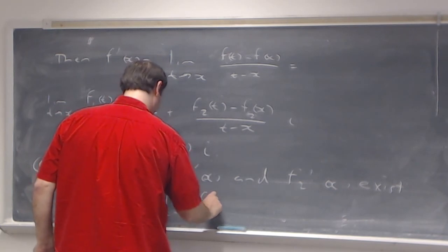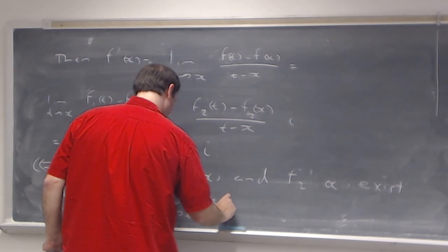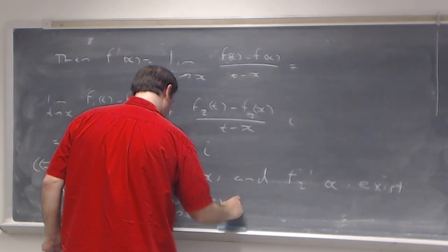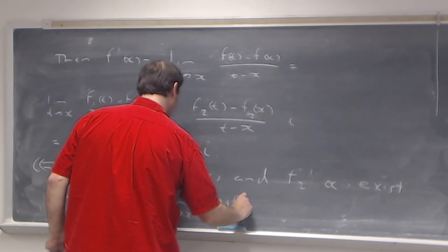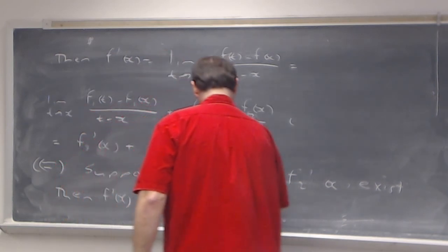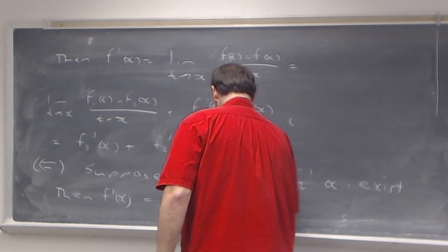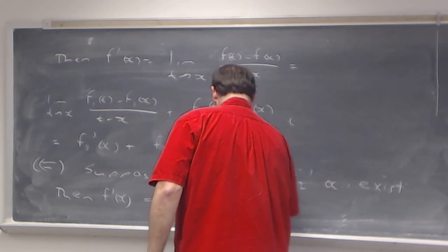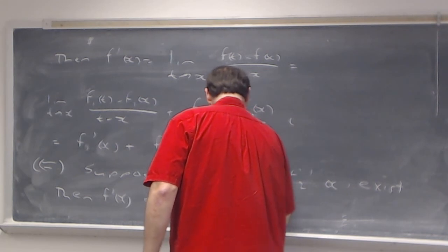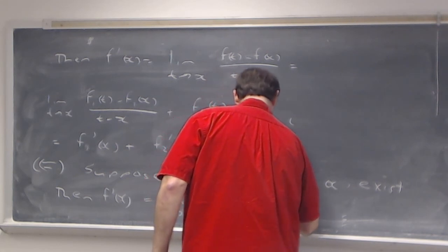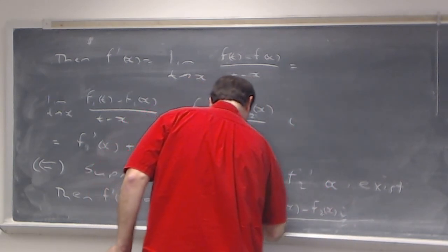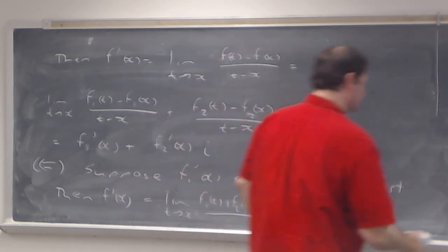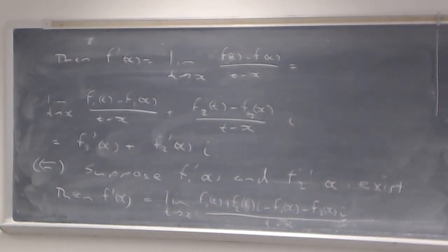of f sub 1 of t plus f sub 2 of t times I, minus f sub 1 of x, minus f sub 2 of x times I, all over t minus x. And then we can split this up. This is what we did a second ago.